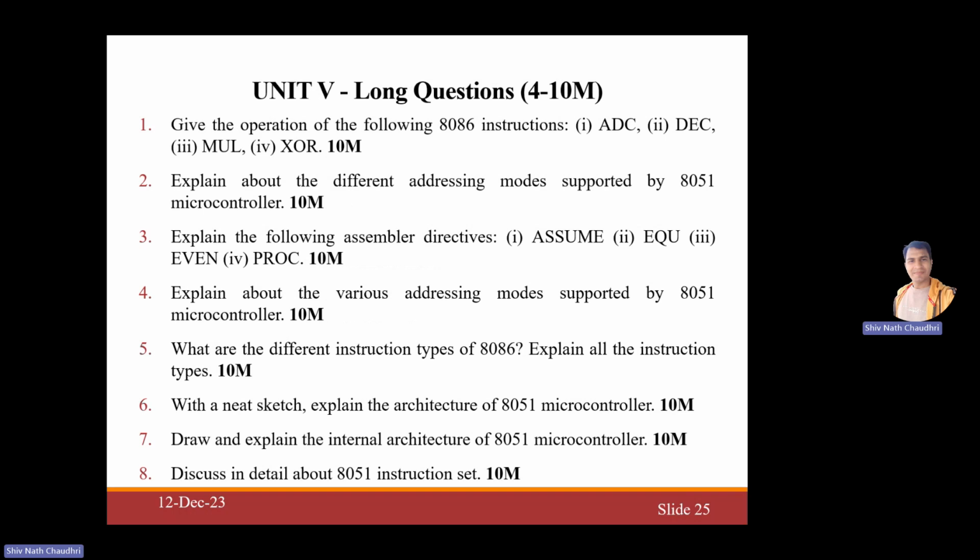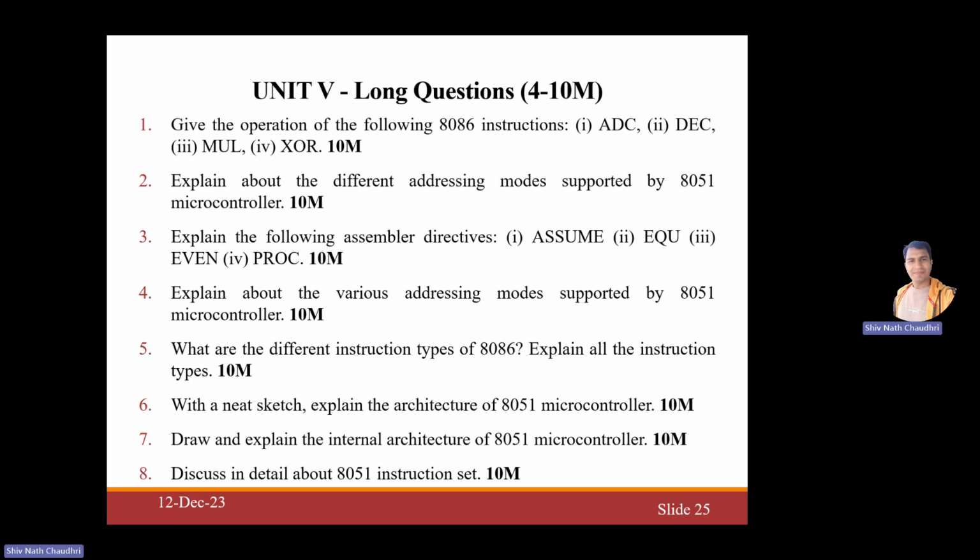For the 10 marks questions, in the fifth unit all questions are asked for 10 marks because there are no short questions. The first question is give the operation of the following 8086 instructions. In this case, for 10 marks, 4 instructions are asked: ADC means add with carry, DEC decrement, MUL for multiplication, XOR for XOR operation or logical operation. You have to explain all these 4 instructions, taking a small instruction line or some example. The second question asks to explain the different addressing modes supported by the 8051 microcontroller. In this case, all addressing modes are for 8051.